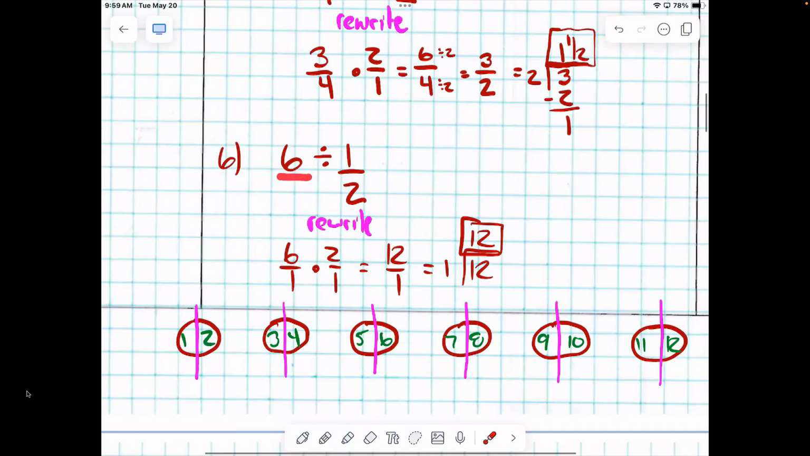Can I make 6 into a fraction? Just put my fraction bar in 1, right? Yeah. Then you're still flipping, yes? Okay.